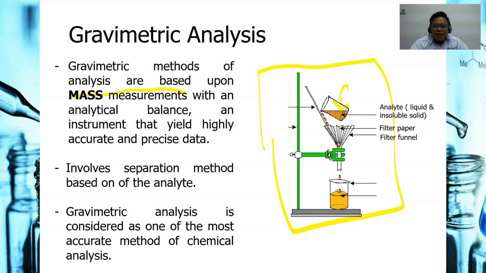Next, you must have filter paper and a filter funnel. The filter paper has the function of separating the product from the solution. The remaining product on the surface of the filter paper, we call it the residue, while the solution that goes through the filter paper, we call it the filtrate. GA is considered one of the most accurate methods of chemical analysis.